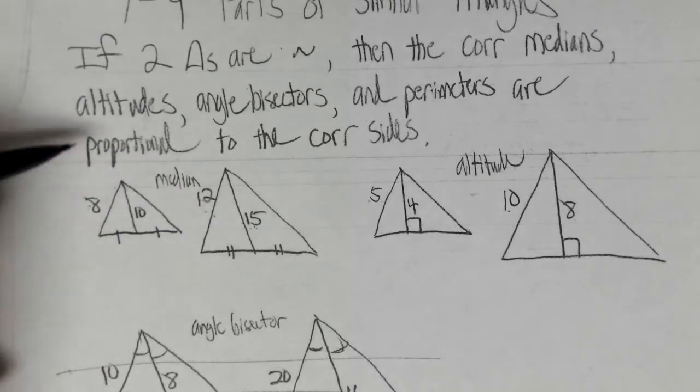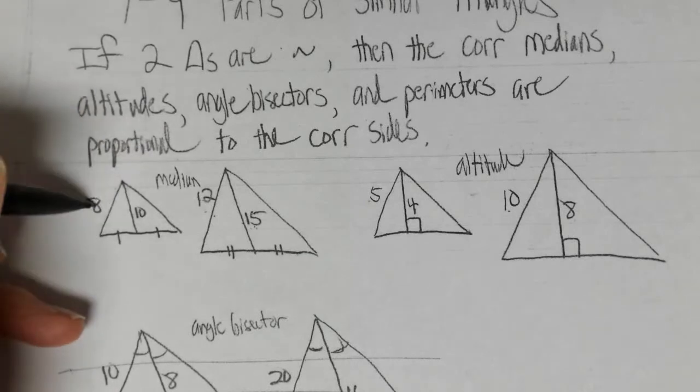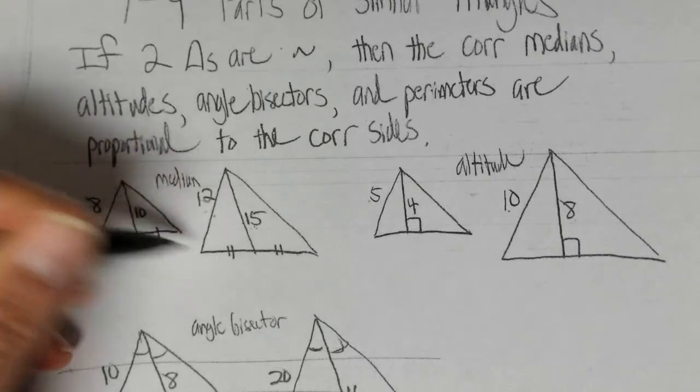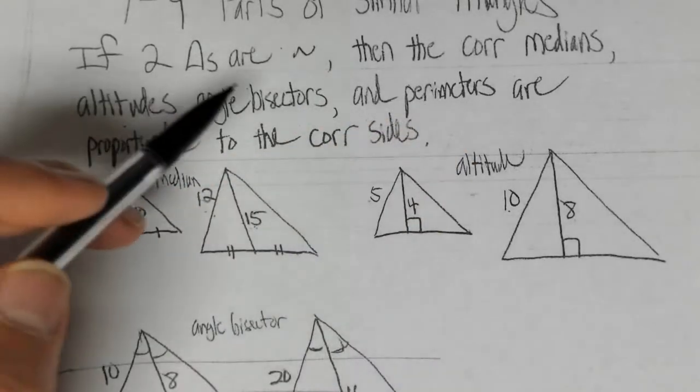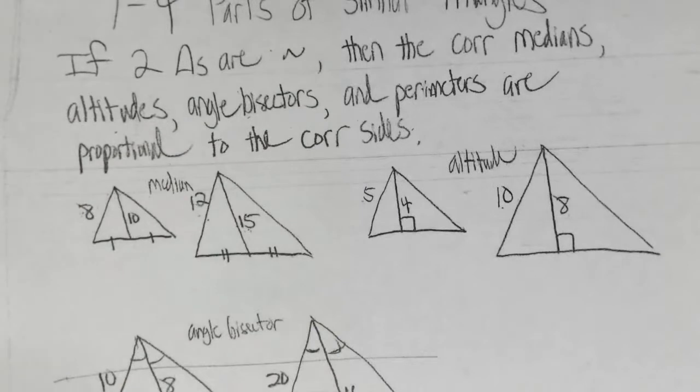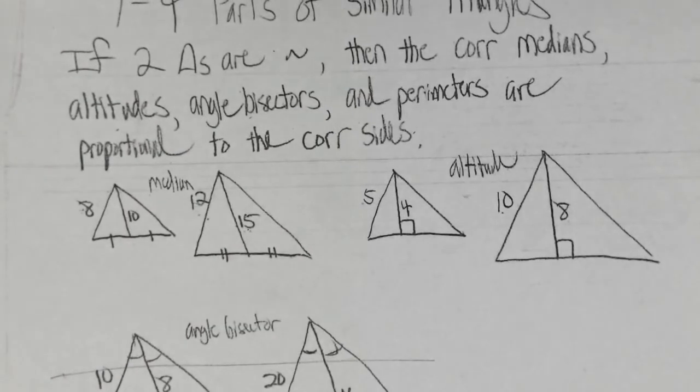So what we're saying is it's not only the matching sides that have to be proportional, but also the matching medians, altitudes, angle bisectors, and perimeters also have to be proportional. That's kind of what we're saying here.